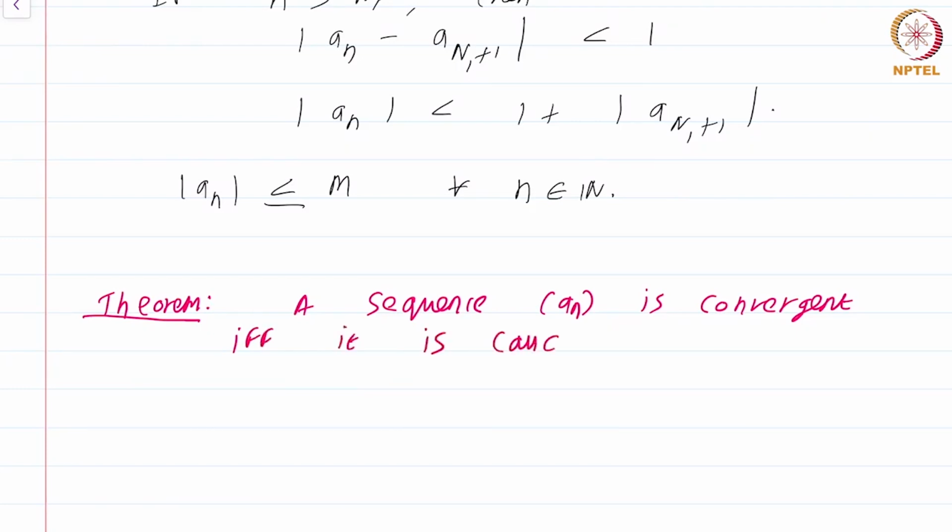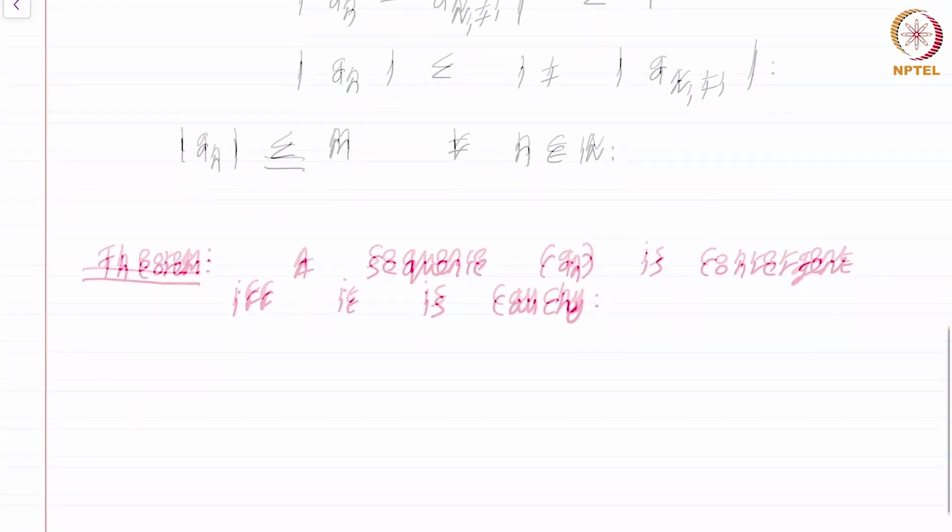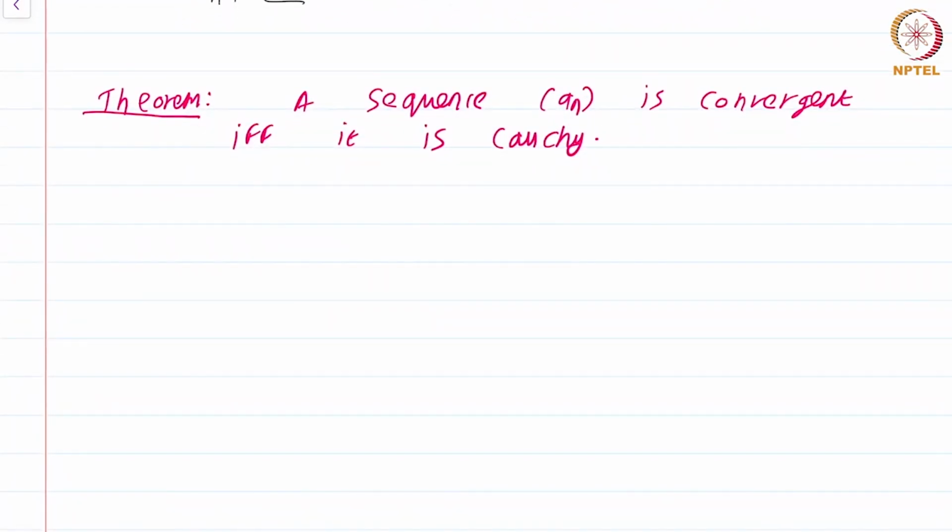One direction is palatable. That's how Cauchy sequences were in fact defined. It would be a travesty if it turns out that convergent sequences are not Cauchy. But the converse is also true. Cauchy sequences are convergent. Okay.